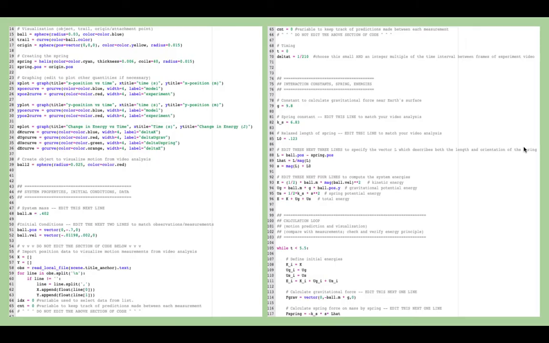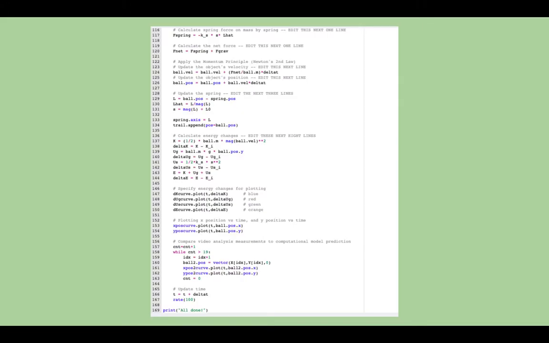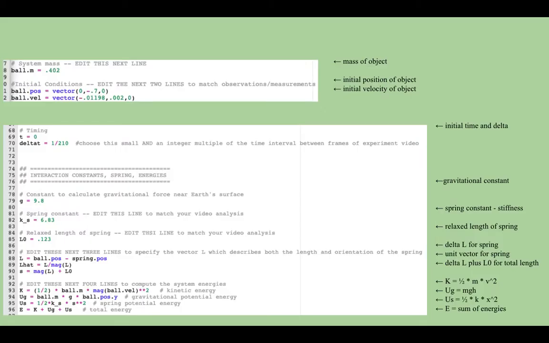Here's all the code for reference, but I'll explain it more in depth later. But as we can see, this is the computational model. And here's more code. And then here it is explained more in depth. So as we can see, the mass of the object is 0.402 kilograms. The initial position of the object is negative 0.7 meters in the y direction, and the initial velocity of the object is in the x and y direction, and that was obtained by the initial first 2 data points using the tracker. And then we can see the initial time in delta t.